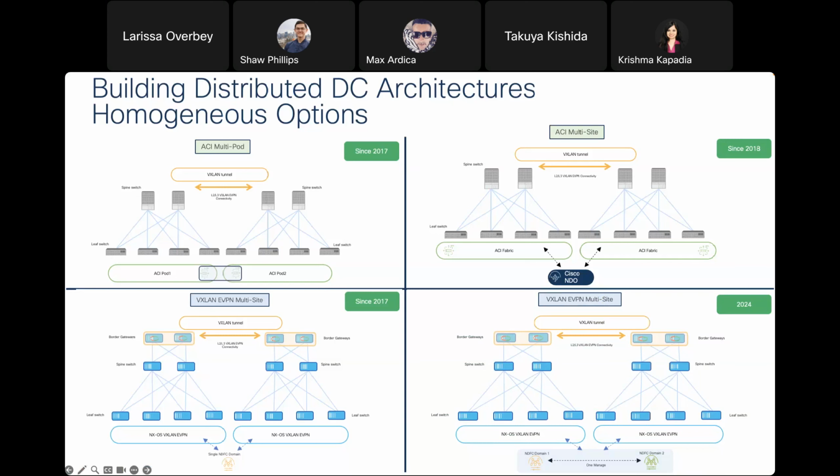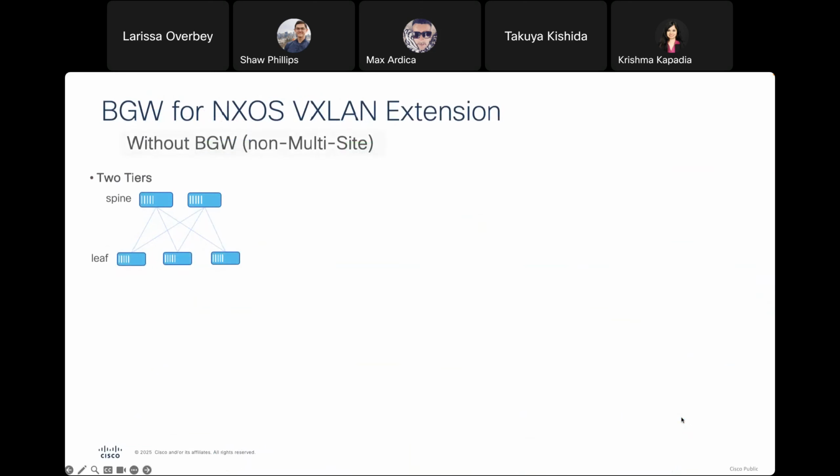And we're able to leverage these different multi-sites and have them communicate with each other, leveraging two different Nexus Dashboard controllers. So let's talk a little bit about how the border gateway functions in an NX-OS environment and why we're going to need it to be able to integrate ACI and NX-OS or other VXLAN domains.